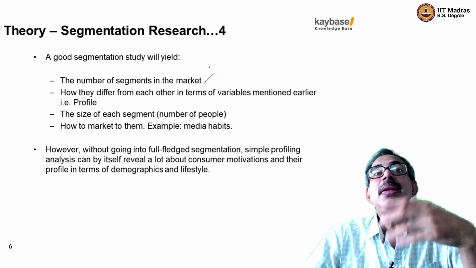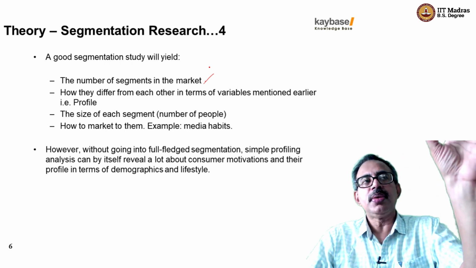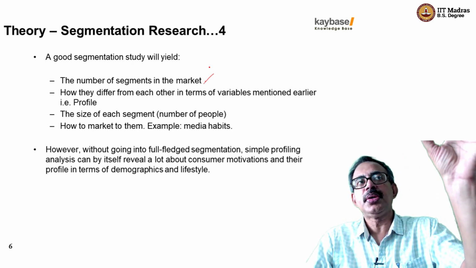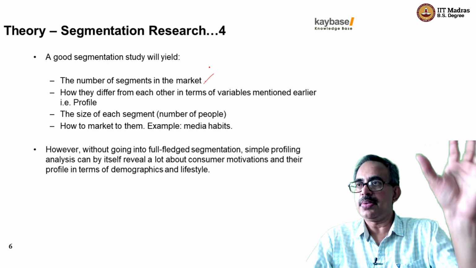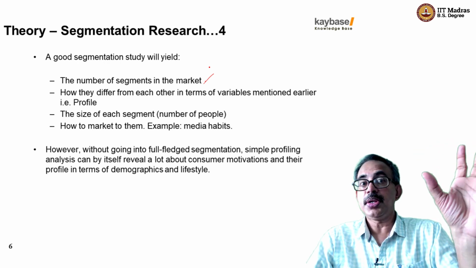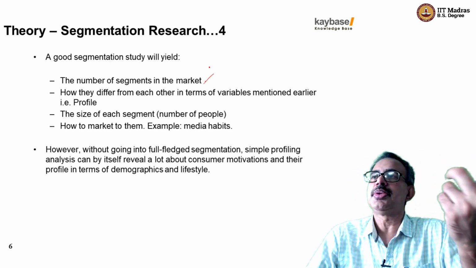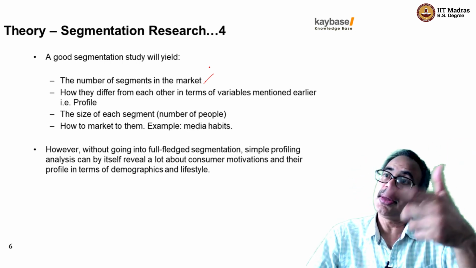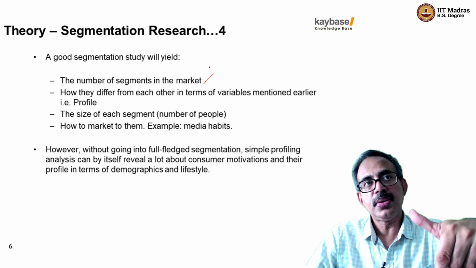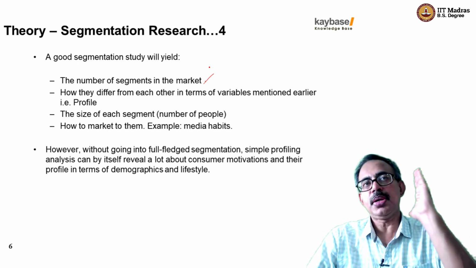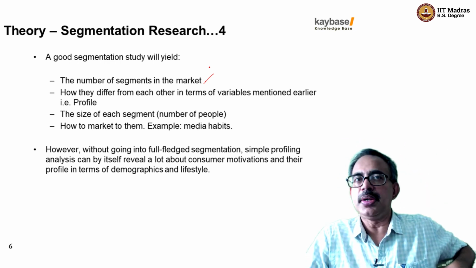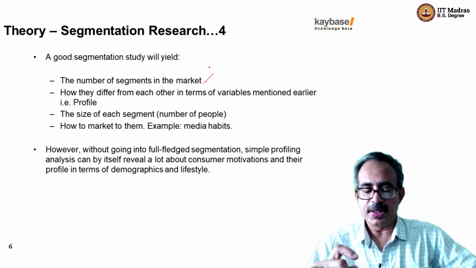Okay? And how do I market them? Given the fact that the segment wears white shirts and brown pants, it also reaches Times of India. So I can market to them by advertising in Times of India. That segment wears white shirts, blue pants, and reads the Hindu. So I can market to them by advertising in the Hindu. Right? Okay, so let's go forward.